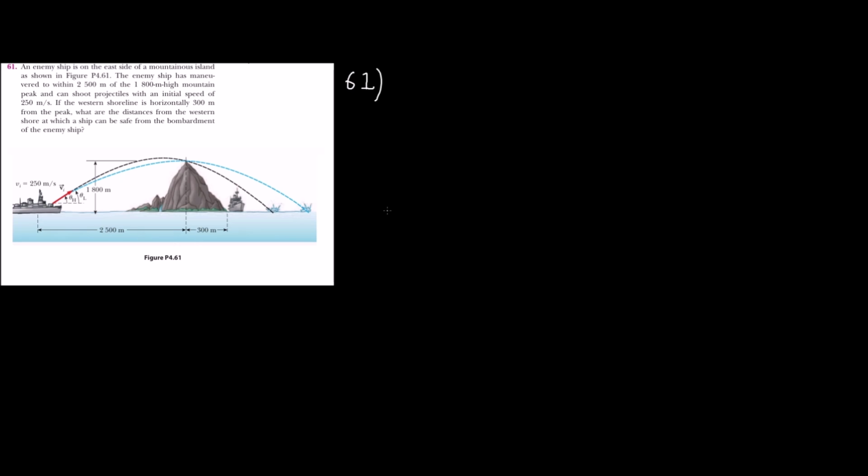4.61. The enemy ship has maneuvered to within 2,500 meters of the 1,800 meter high mountain peak. It can shoot a projectile with an initial speed of 250 meters per second. If the western shoreline is horizontally 300 meters from the peak, what are the distances from the western shore at which the ship can be saved from the bombardments of the enemy ship?